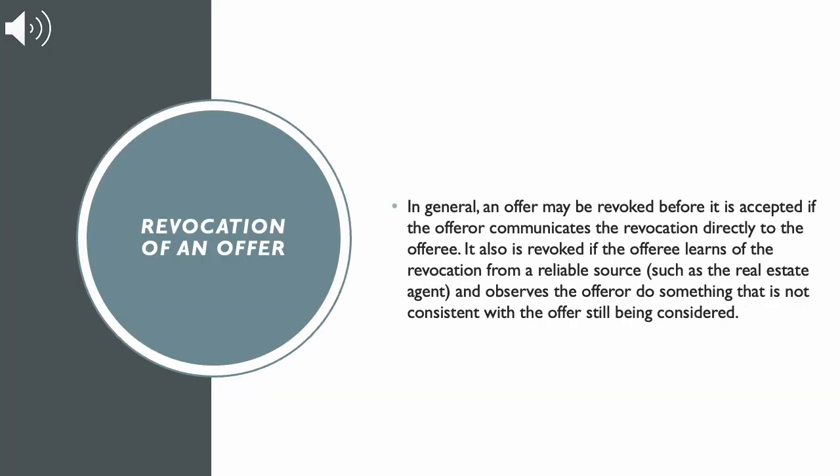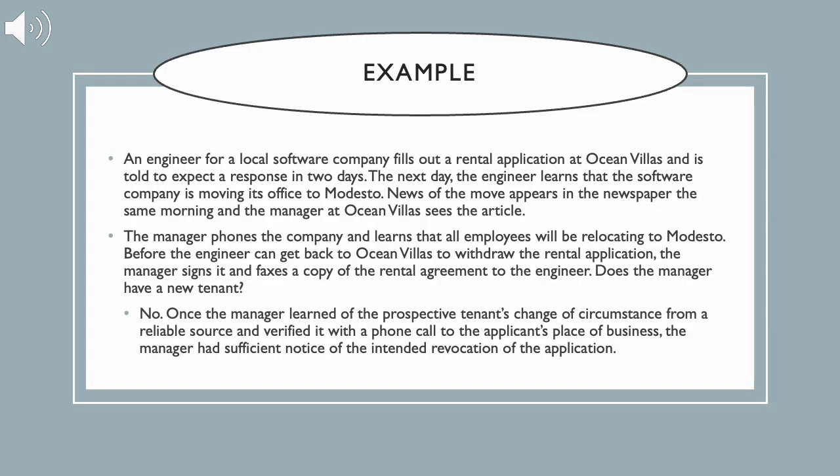Revocation of an offer. In general, an offer may be revoked before it is accepted if the offeror communicates the revocation directly to the offeree. It also is revoked if the offeree learns of the revocation from a reliable source, such as the real estate agent, and observes the offeror do something that is not consistent with the offer still being considered. Example: an engineer for a local software company fills out a rental application at Ocean Villas and is told to expect a response in 2 days.